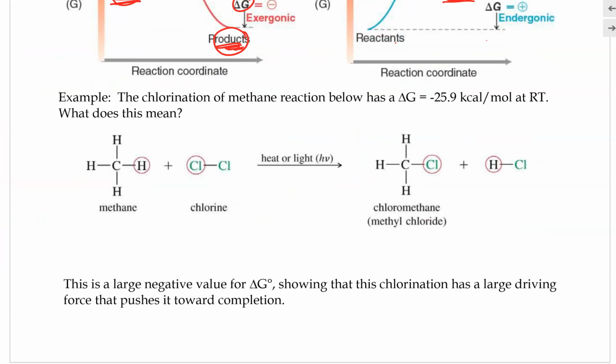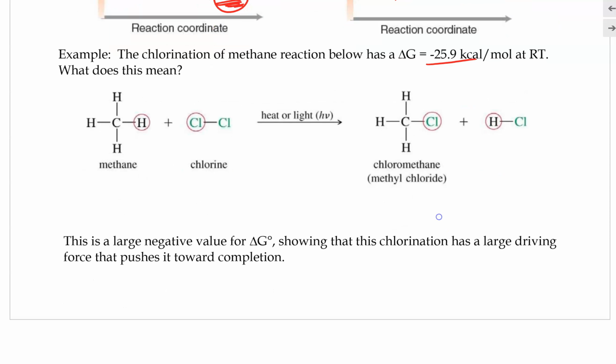And here's an example right here. The chlorination of methane reaction below has a delta G calculated to be negative 25.9 kilocalories per mole at room temperature. What does this mean? And below will be the reaction. So the fact that this reaction right here has a negative delta G value, and in fact this is quite a high value, means that this is a very spontaneous reaction.